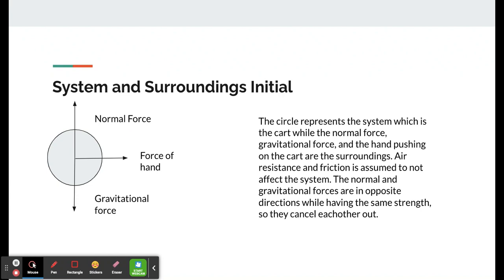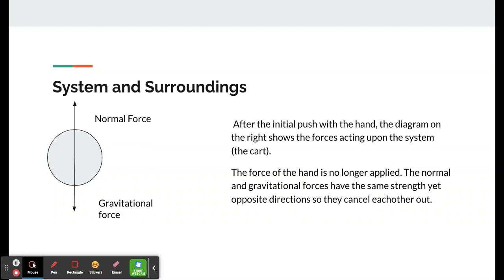Here are the initial system and surroundings, where my hand is acting upon the system and there are the normal force and gravitational force. Both friction and air resistance are considered to be non-existent in this system. The normal force and gravitational force cancel each other out as they are in opposite directions with the same magnitude. After my hand pushes the cart, it goes into motion and my hand is no longer a force acting upon the cart. Now it is just the normal force and gravitational force, which cancel each other out.